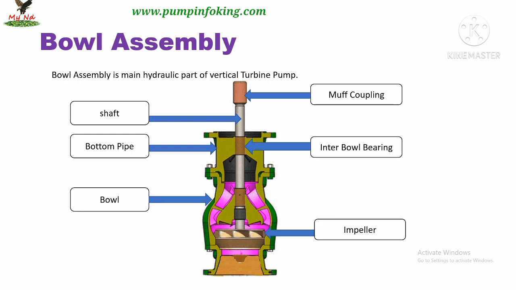Next one is the impeller. Impeller is used to generate head and the flow. It is the heart of the pump. Next one is the neck ring. Neck ring is used to protect impeller from wear and tear.